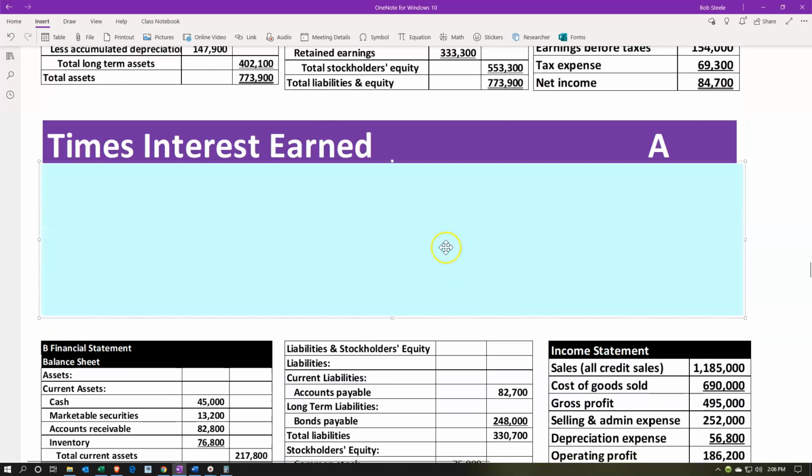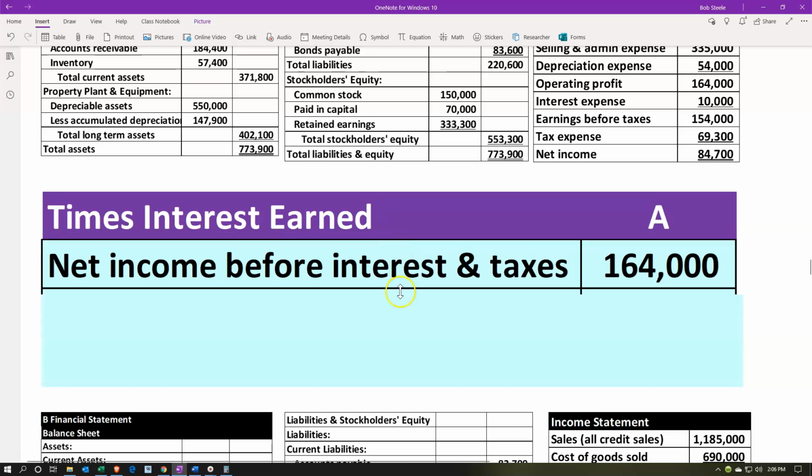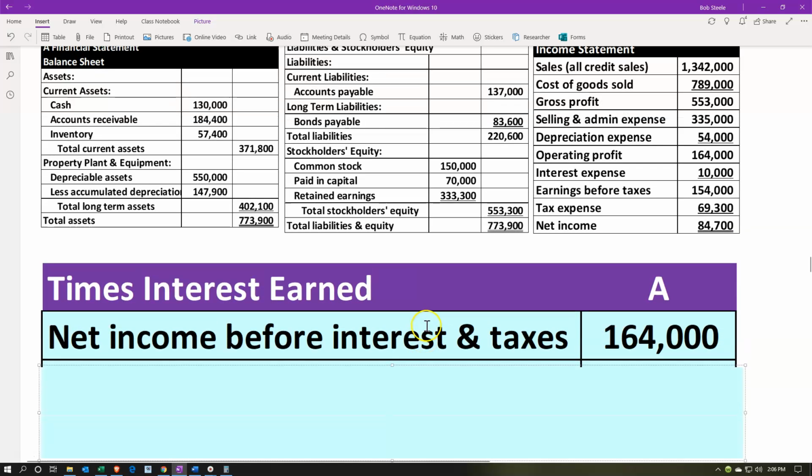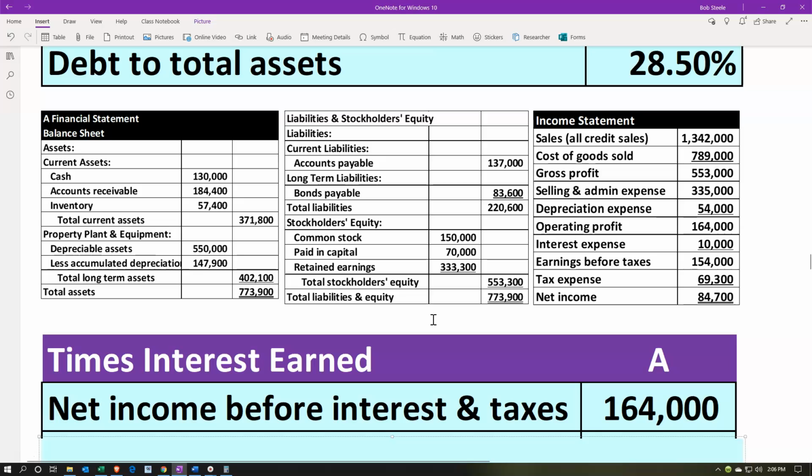Then we have the times interest earned. Times interest earned is calculated as net income before interest and taxes. That's going to be an income statement item. We're focusing in on the interest. We want to see how many times over we can pay the interest based on our earnings.